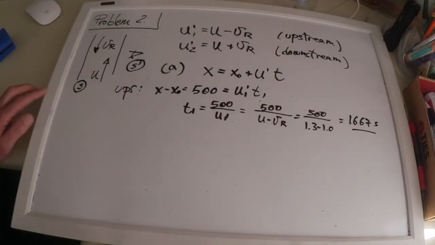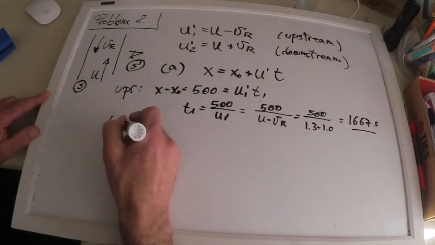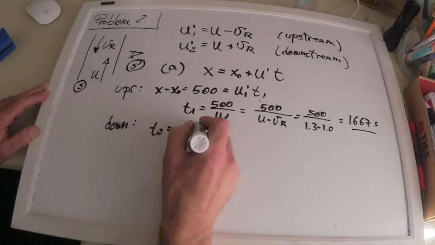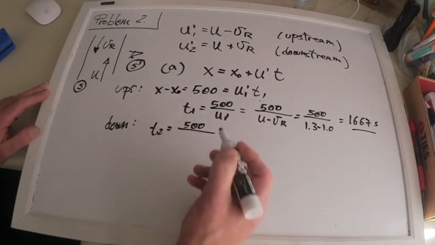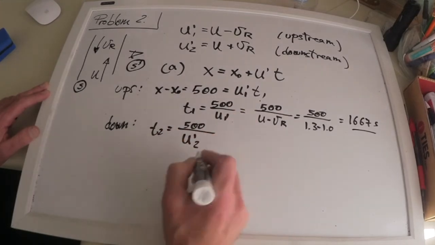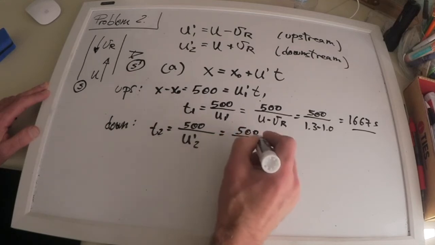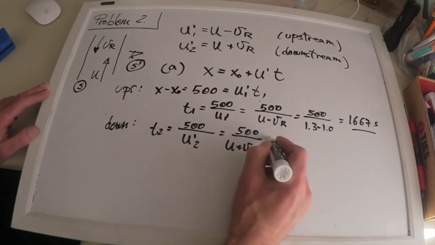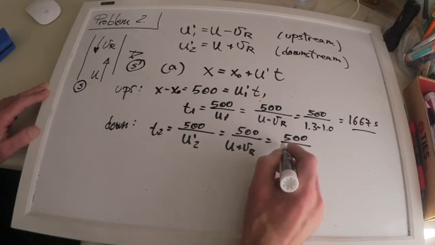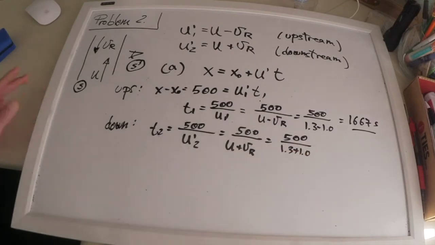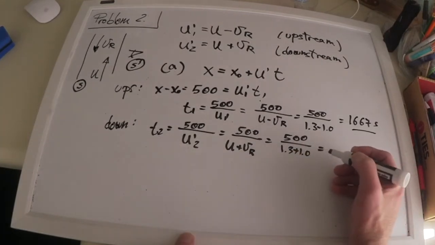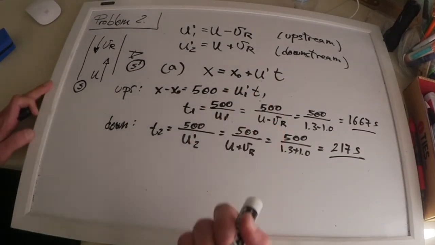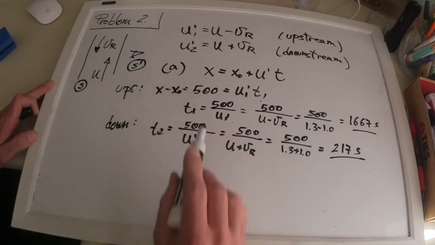Now let's do the same for downstream. This t2 is going to be 500, the same distance, over u prime 2. So this is 500 over u prime 2, which is up here, u plus v sub r. This is 500 over 1.3 plus 1.0, and this you substitute in the calculator and you get 217 seconds. That's the time that the swimmer needs to go downstream, the same distance of 500 meters.